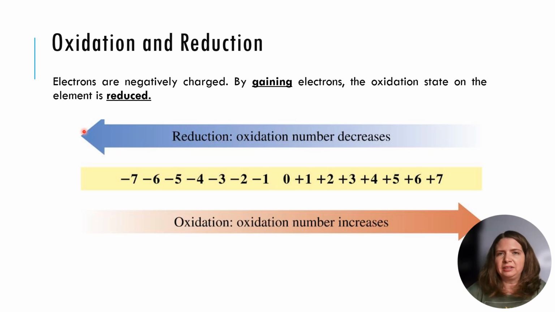On the other hand, if an element goes from being -4 to -2, it's becoming more positive. The oxidation number is increasing, so the element is undergoing oxidation. Always track how the charge changes to determine whether a substance is being oxidized or reduced.